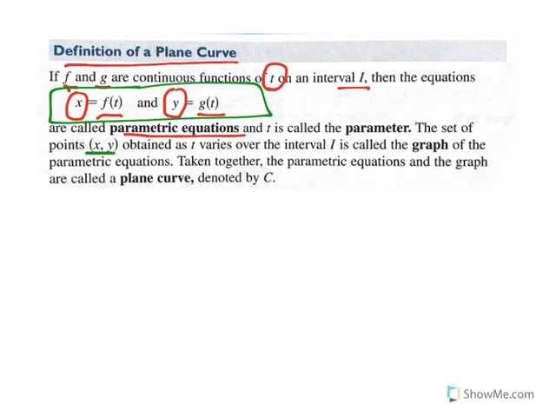The set of points x, y obtained as t varies over the interval I is called the graph of the parametric equations. Taken together, the parametric equations and the graph are called a plane curve, denoted by C. And again, the plane curve gives additional information as opposed to just the graph. It would tell you, for example, where the object is at a particular value of the parameter t for time. It would also tell you the direction in which the object is moving, which is called the orientation of the curve.